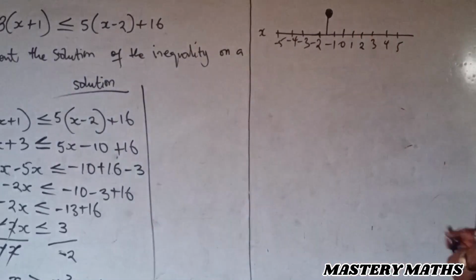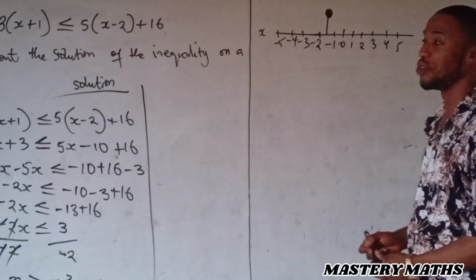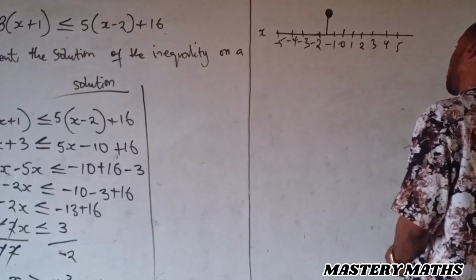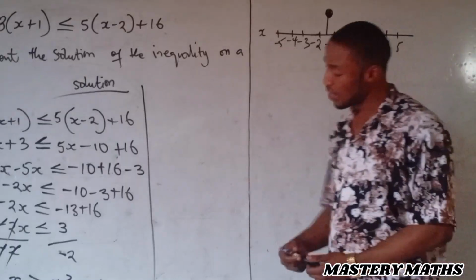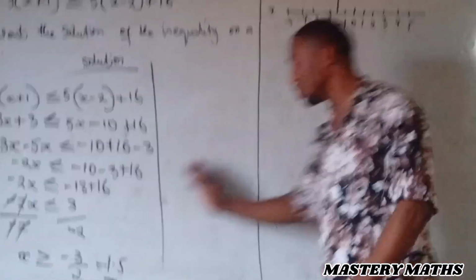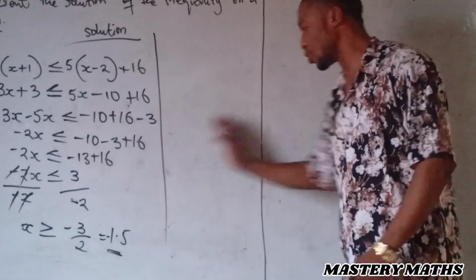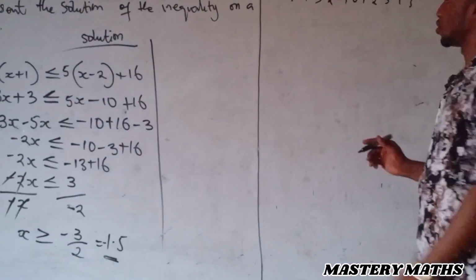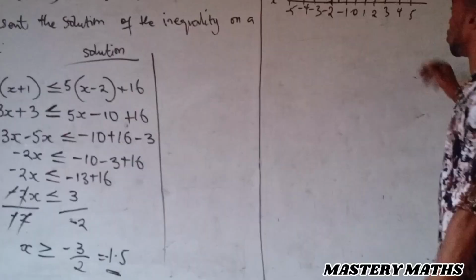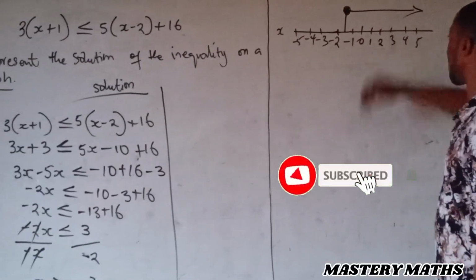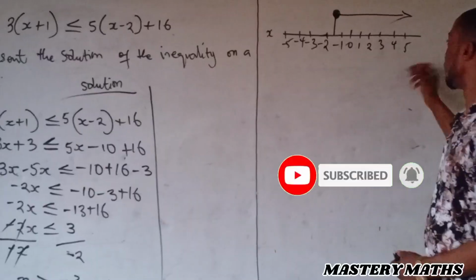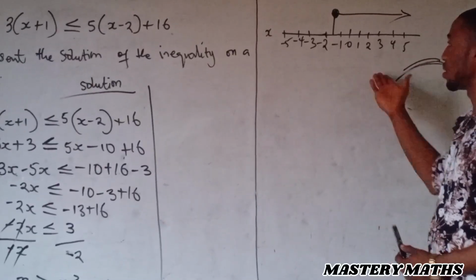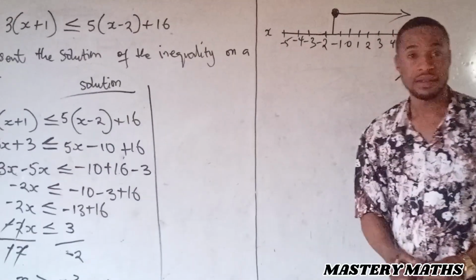Now, after doing this, we need to direct our arrow either left or right. Now look at the arrow sign. The arrow is facing the right position. Look at it. For the fact that the arrow is facing this position, we now direct it this way. So, this is our answer. It has been presented on the number line. Thank you.